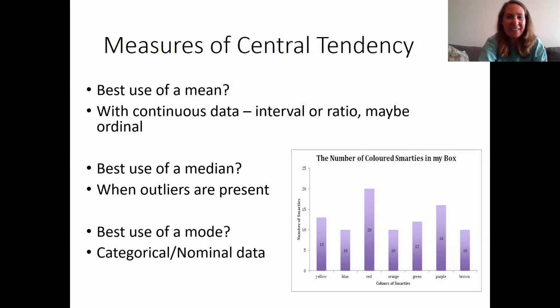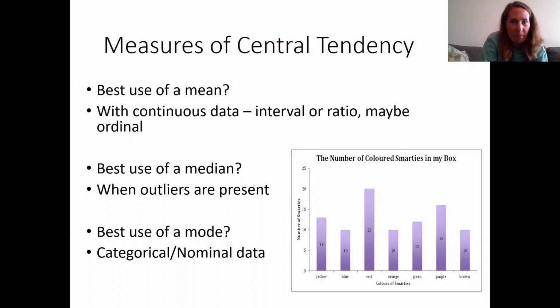This little graph here, on your right, says the number of colored Smarties in my box. If you had a pack of M&Ms, we would have done an M&M lab, which is somewhat fun, and then you get to eat the M&Ms. But if you're looking at how many of each, say M&M, brown, red, you have in your pack, that's going to be categorical or nominal data. And the mode is going to be the best descriptor whenever you're thinking about that data.